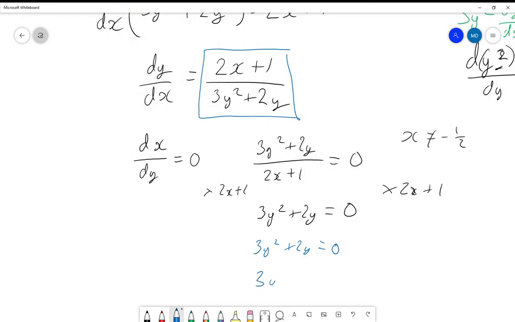Which is going to give us the points 3y squared is equal to -2y. Well, in fact, we don't want to do that. We want to factorise. So we'll factorise out the y, and we get y lots of 3y plus 2 equals 0. And so we're looking for y is equal to either 0, or we get 3y plus 2 equals 0.